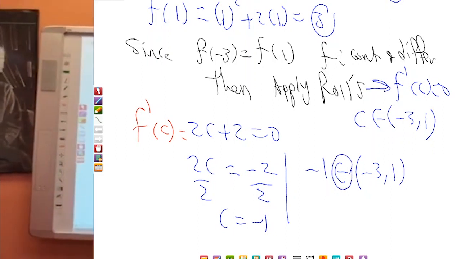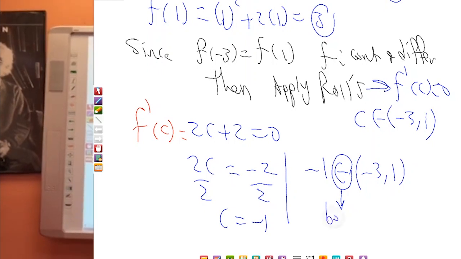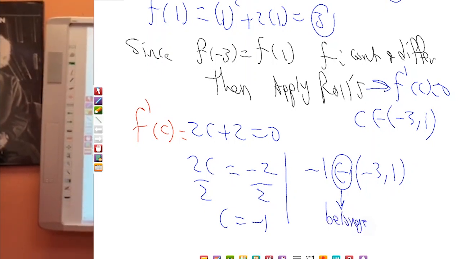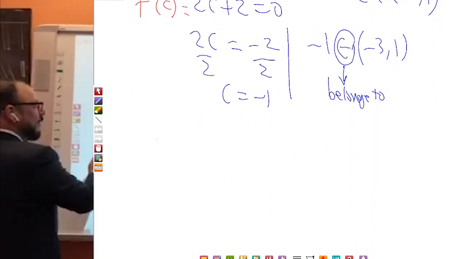This symbol, belongs to, what's the meaning of this in math? Belongs to. Okay. Another example.